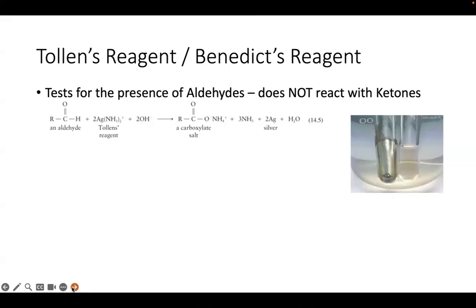One other thing to mention about ketones and aldehydes. There's a reagent called Tollens reagent, and it tests for the presence of aldehydes, and it does not react with ketones. So this reagent allows us to distinguish between an aldehyde and a ketone.